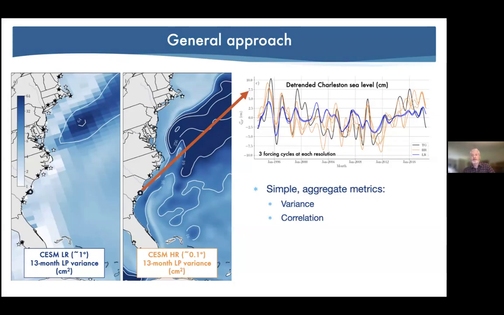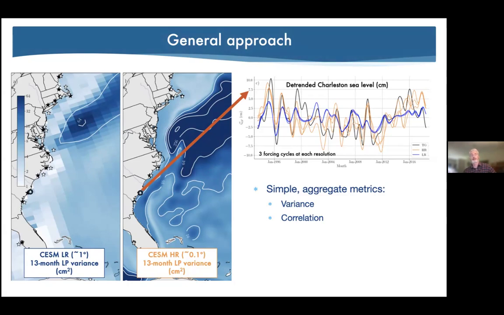So if we look in particular at the Charleston tide gauge, which is circled here, you can see the time series that come out from the tide gauges and the model grid points at this location. In all the plots that follow, I'm going to show tide gauges in black, low resolution model in blue, high resolution model in orange. In the case of Charleston, you can see that both models roughly follow the time series in terms of their correlation, but the high resolution model has a much larger amplitude variability in the coastal sea level as you get to Charleston.